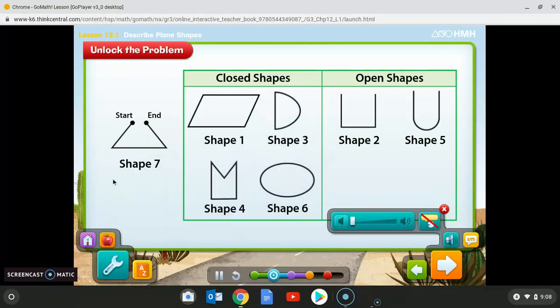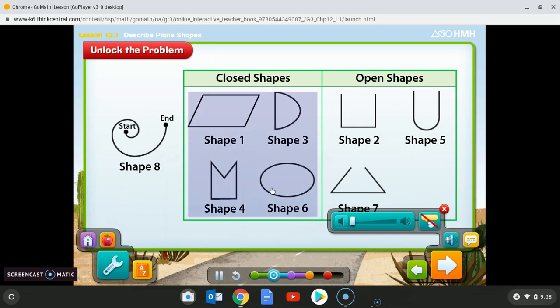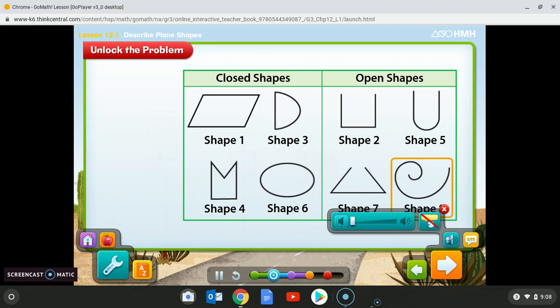How about this one? I want you to do it on your own. Look at this shape. Is it open or closed? If you're thinking to yourself, this is open, you are correct. This is a shape that is open. How about this one? Does your starting point and ending point end at the same place? Is it closed up so that nothing can get in or out? No. So shape 8 is also an open shape.